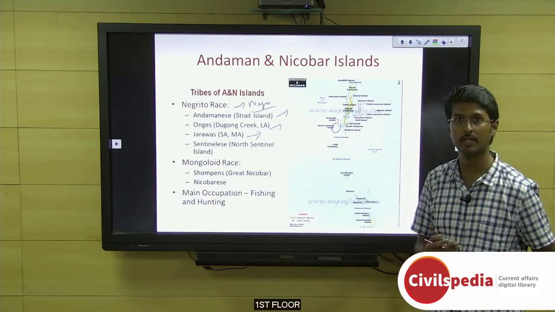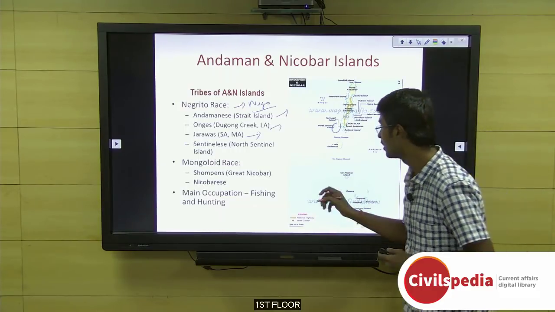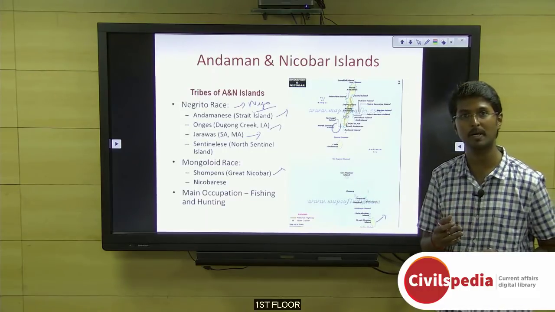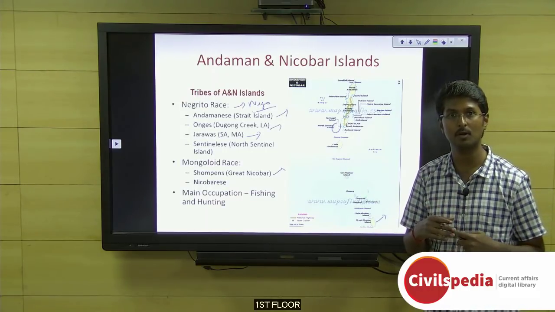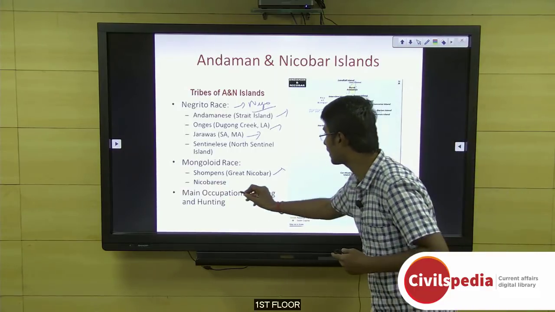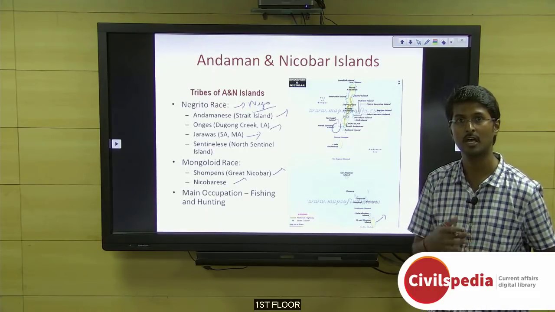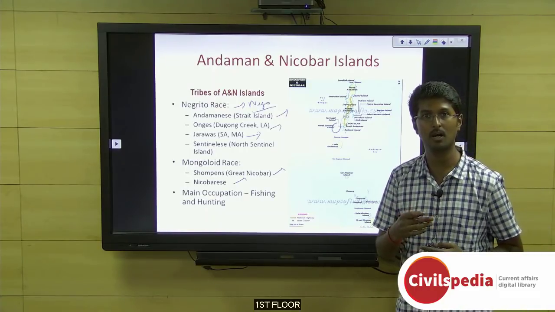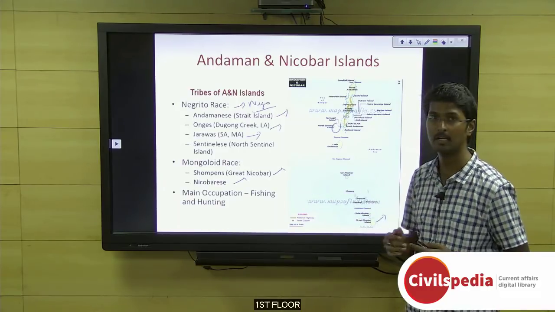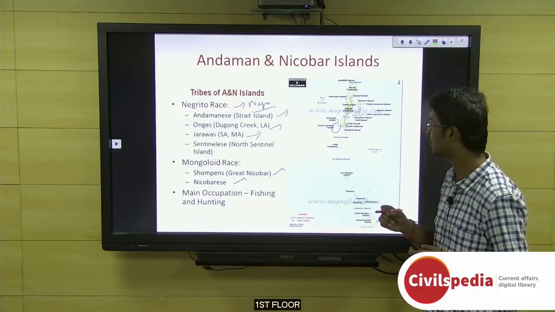And under the Mongoloid race, there are 2 tribes. First is the Shompen tribe, located on Great Nicobar Island, and the Nicobarese tribe. The Nicobarese form the majority of the 6 tribes located in the Andaman and Nicobar Islands. The main occupation of all the tribes is hunting and fishing. But the Nicobarese have become modernized, and they also have their own traditional way of hunting and fishing. They have a socialized life with present-day humans.